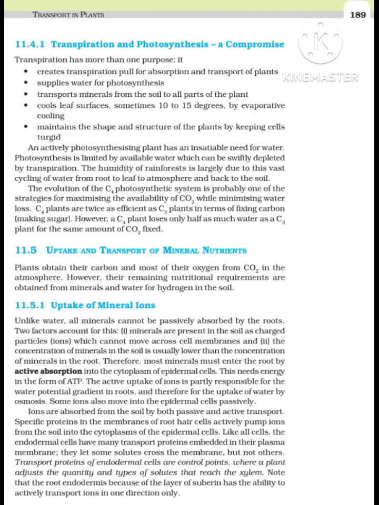Specific proteins in the membranes of root hair cells actively pump ions from the soil into the cytoplasms of the epidermal cells. Like all cells, the endodermal cells have many transport proteins embedded in their plasma membrane. They let some solutes cross the membrane, but not others. Transport proteins of endodermal cells are control points, where a plant adjusts the quantity and types of solutes that reach the xylem. Note that the root endodermis, because of the layer of suberin, has the ability to actively transport ions in one direction only.